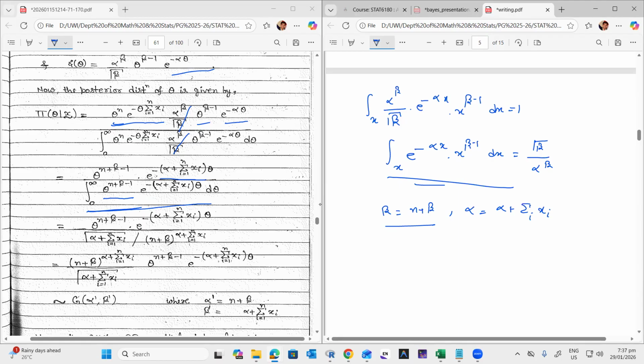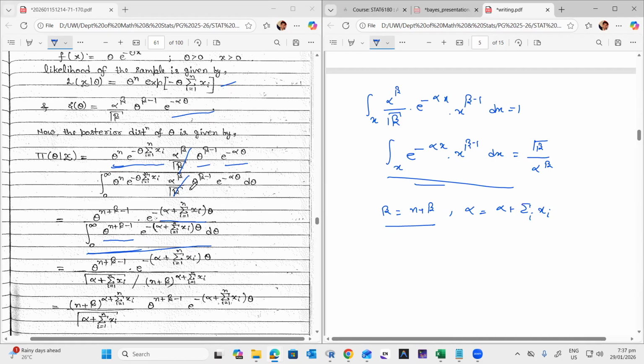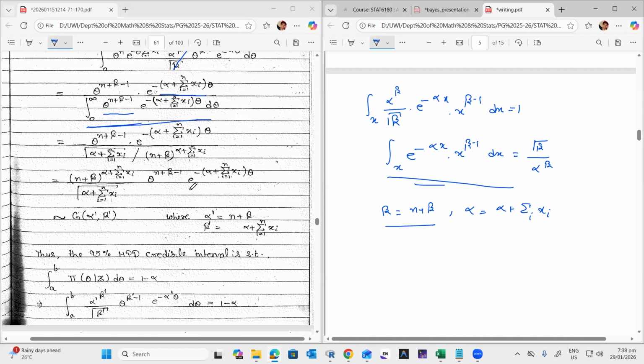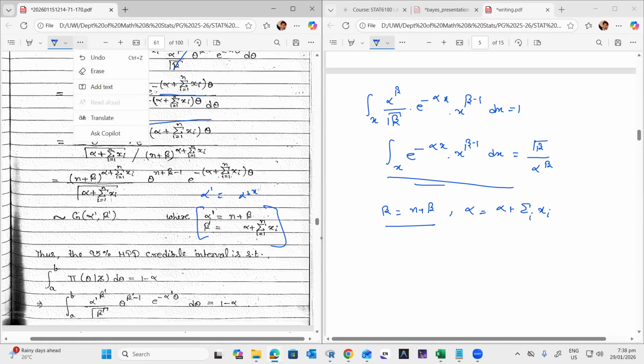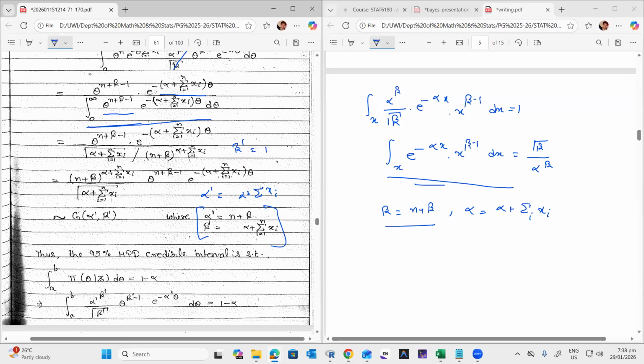So it is wrongly mentioned here. Okay, so your alpha dash is alpha plus summation xi and beta dash is your beta plus n. Okay, so this is wrongly mentioned. Do not consider this one.